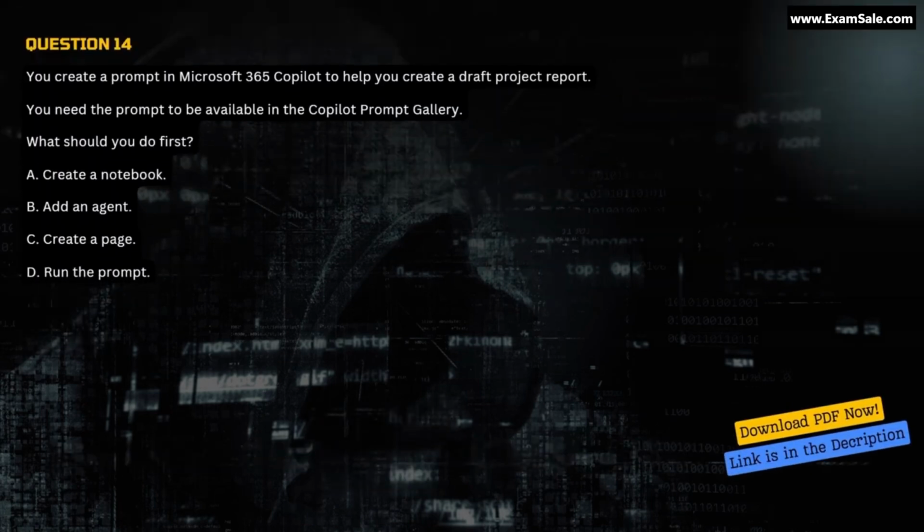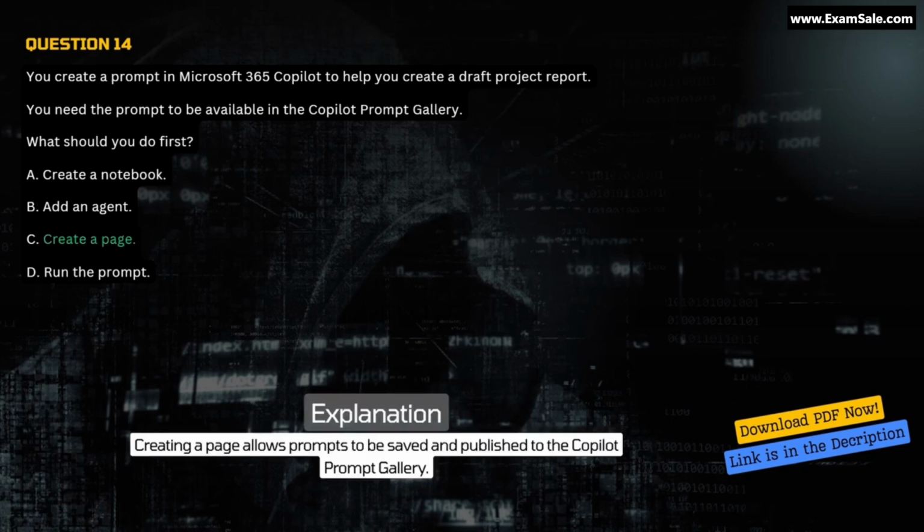Question 14. You create a prompt in Microsoft 365 Copilot to help you create a draft project report. You need the prompt to be available in the Copilot prompt gallery. What should you do first? A. Create a notebook. B. Add an agent. C. Create a page. D. Run the prompt. Correct answer C. Create a page. Explanation. Creating a page allows prompts to be saved and published to the Copilot prompt gallery.